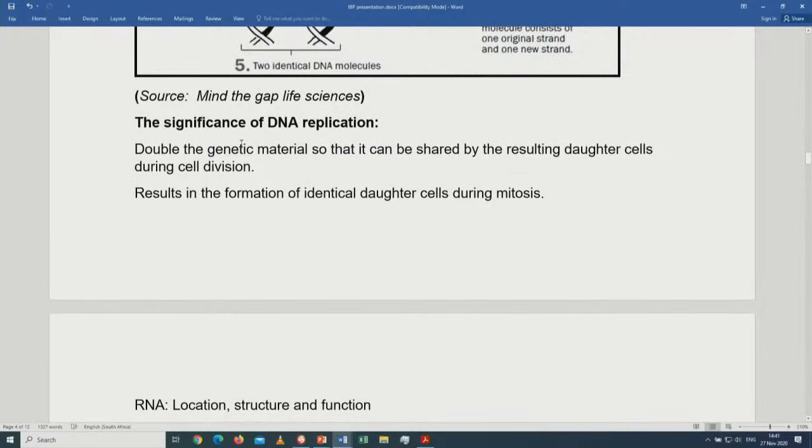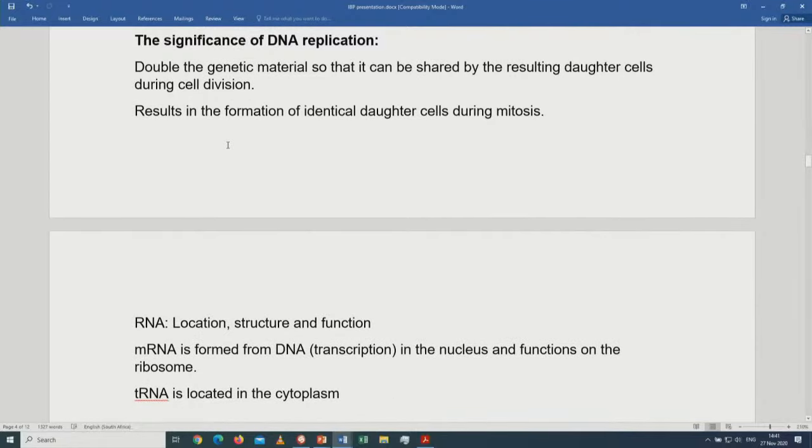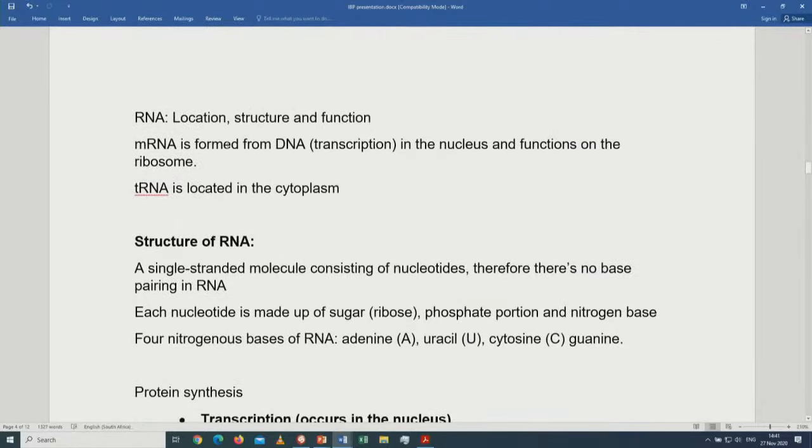Now, why is DNA replication important? It doubles the genetic material so that it can be shared by the resulting daughter cells during cell division. It results in the formation of identical daughter cells during mitosis.